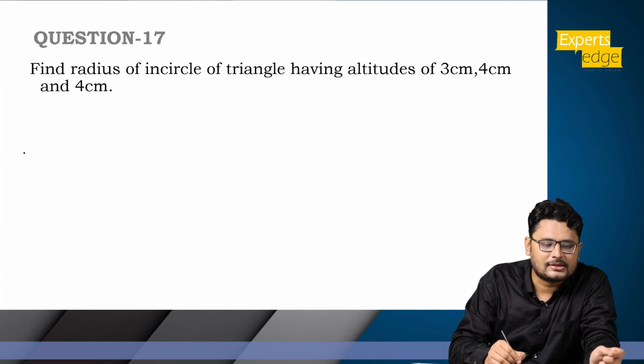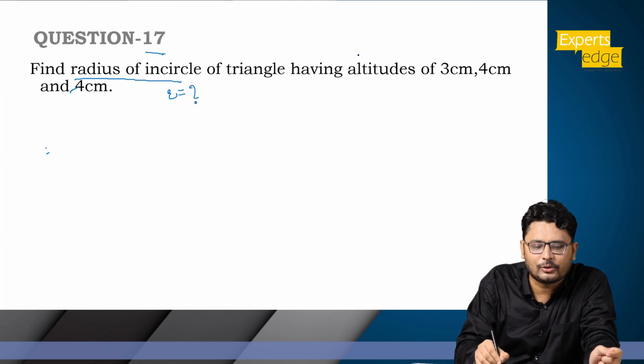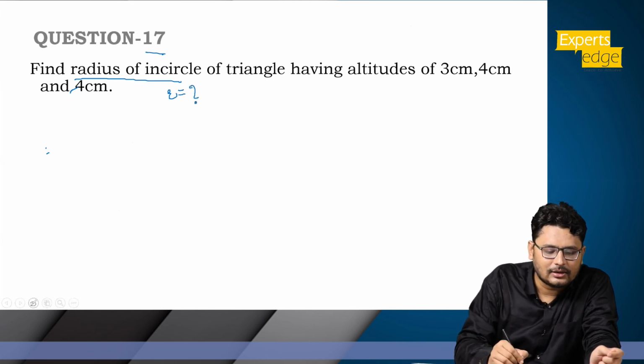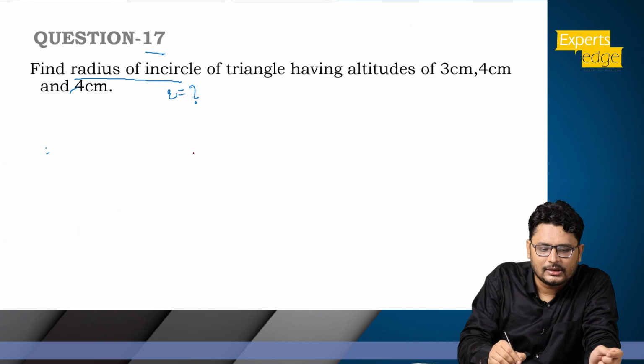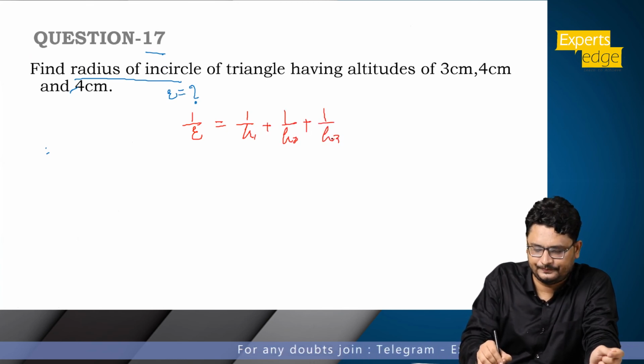Now let's see this. What is it saying? The question number 17. Find the radius of the incircle. Basically what is he asking? In-radius. In-radius is nothing but r is asking, having altitude, height दिए. तो क्या relation था? Just we have seen it that 1 by r should be equal to 1 by height 1 plus 1 by height 2 plus 1 by height 3.